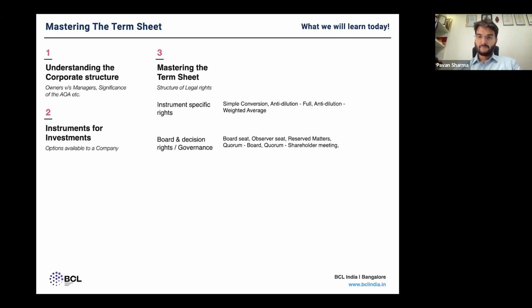There's something called reserve matters or affirmative voting rights. There's something called quorum, which you need to know. And all of this is part of the governance rights that investors have. How do the investors deal with founders? What is the relationship with founders? There are terms like lock-in, ROFO, ROFR, tag, reps, warranties, event of defaults, and personal indemnity.